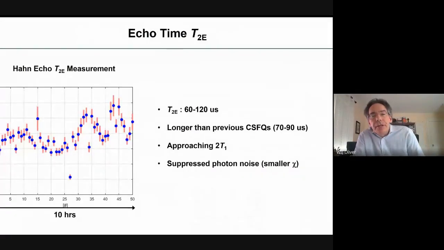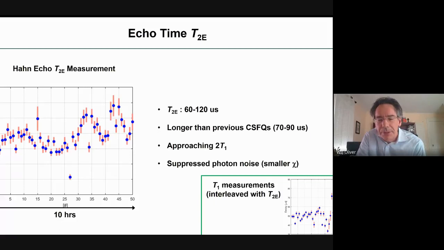Now, the echo time that we measured was about 1.5 to 2 T1, and again, a little bit longer than the previous C-shunts. This was primarily, though, due just to reducing the photon shot noise. And what I show here in the lower right corner are the T1 measurements basically interleaved with the T2 echo, and you can see that there is sort of a trend that both go up or both go down similarly.